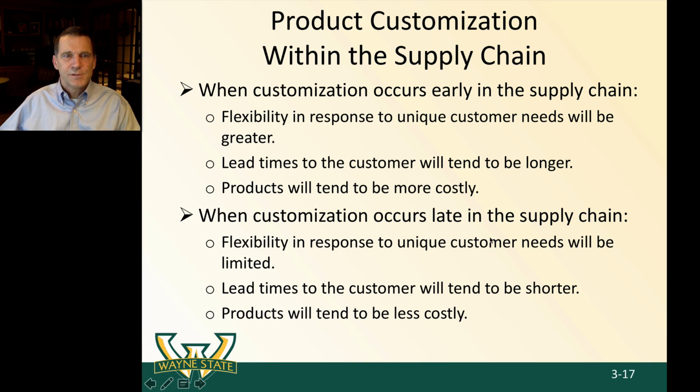When customization occurs late in the supply chain, flexibility in response to customer needs will be limited. There's only so much we can do once we're near the point of delivery. Like with the t-shirt, we can add some colors and logos, but we aren't going to make a completely unique design out of the shirt itself. It's already at a size and stitch and largely manufactured. And products will tend to be less costly. So be real clear about these relationships of flexibility, lead time, and cost, and the inverse relationship they have with customization.